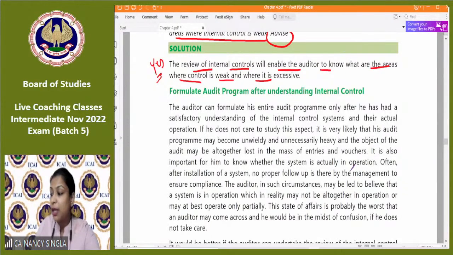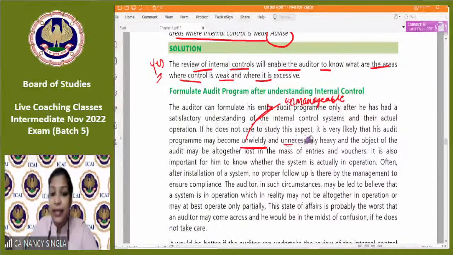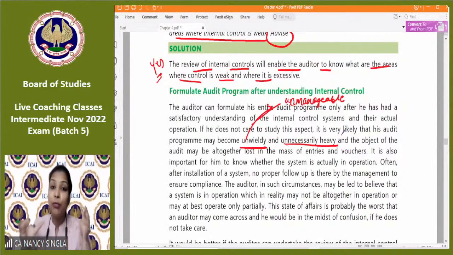Unwieldy. What is meant by unwieldy? Unmanageable. Manage नहीं हो रहा ना? Unnecessarily heavy. Why? Because उसमें क्या लिखा हुआ है? Unnecessary. I'm doing vouching. I'm doing detailed checking of all the wages, though it was not required. Why? Because the internal control were effective.